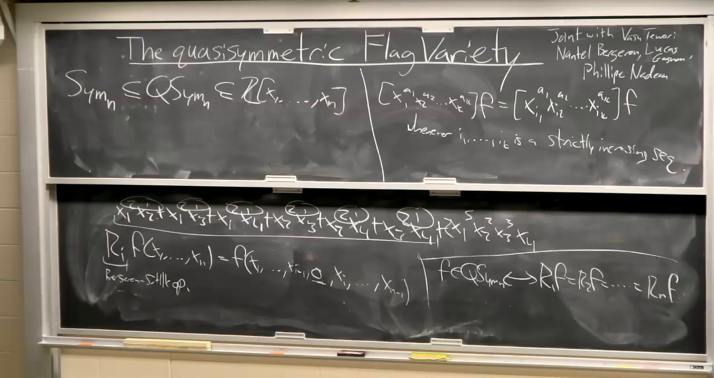And basically, back in 2002, my collaborator Nantel Bergeron and his brother said, why don't I just stick a Q in front of this Sym and see what happens? And they found that this ring had a lot of extremely nice properties, but not necessarily all of the nice properties that you would want.